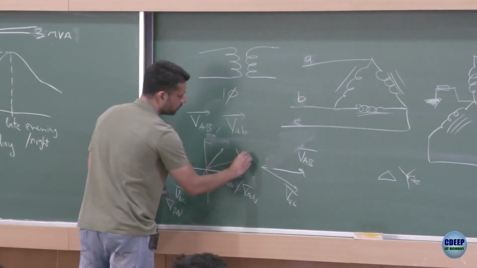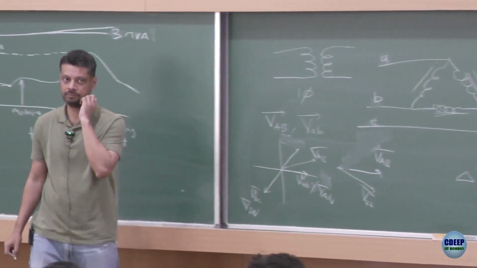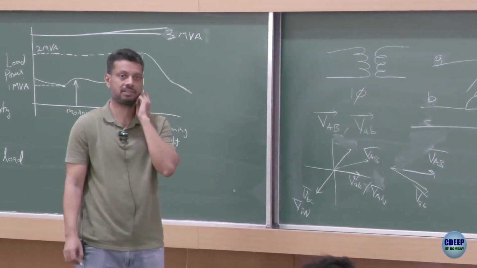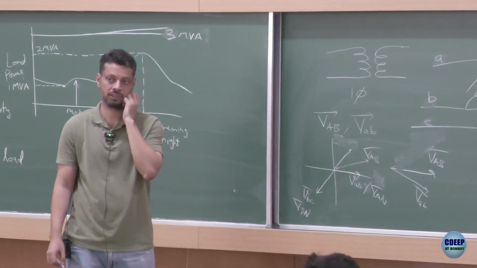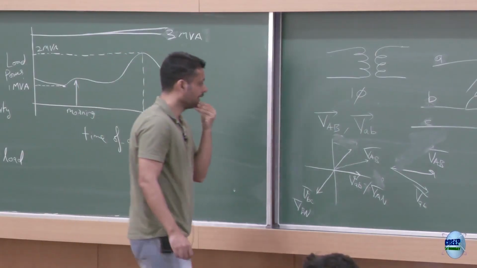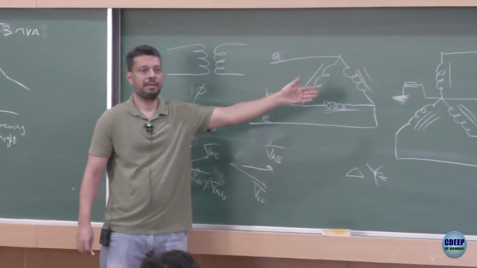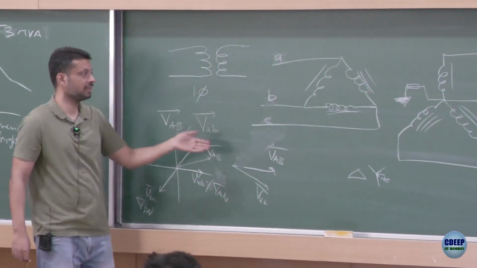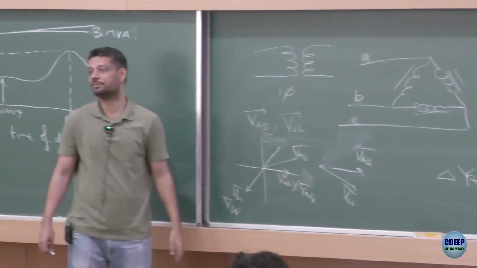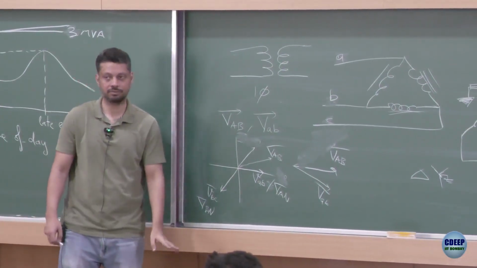So which one is leading, delta side or star side? The star side voltage is leading the delta side voltage by an angle of 30 degrees. Magnitude wise, of course, there is a turns ratio. In addition to the turns ratio, the star side magnitude would be √3 times more than the delta side magnitude.